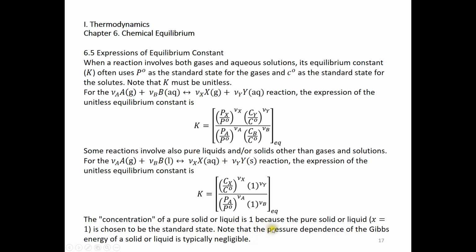It's just because the pressure dependence of the Gibbs energy of a solid or liquid is typically negligible. So if you have, for example, the standard Gibbs energy of formation of pure water and the standard Gibbs energy of formation for pure gold, you can use the same values under different pressures, like 2 bars, 5 bars, even 10 bars. There's not much change to the standard Gibbs energy of formation for that pure water or pure gold.